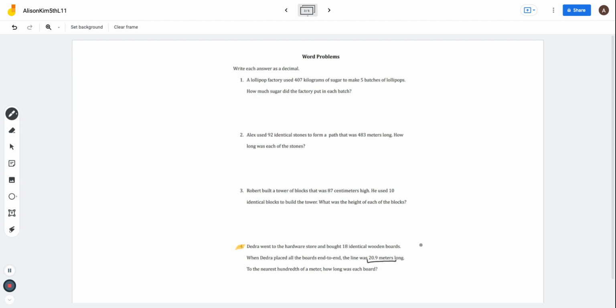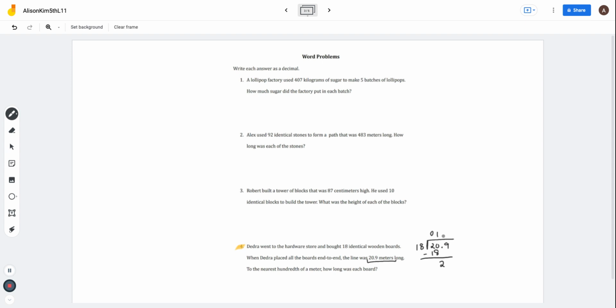So in our case, it'll be 18 on the outside, so it's going to be 20.9 divided by 18. So let's divide. 18 can go into 2 0 times, but 18 can go into 20 1 time. So put the 1, multiply 18 times 1, which gives us 18. So you subtract 18 from 20, and we get 2.